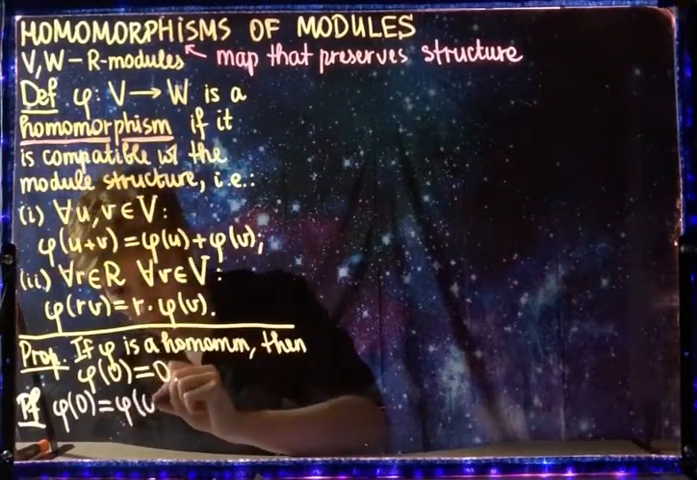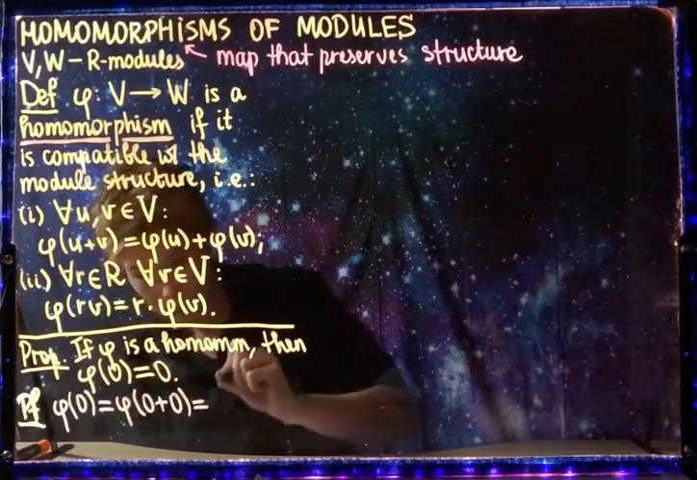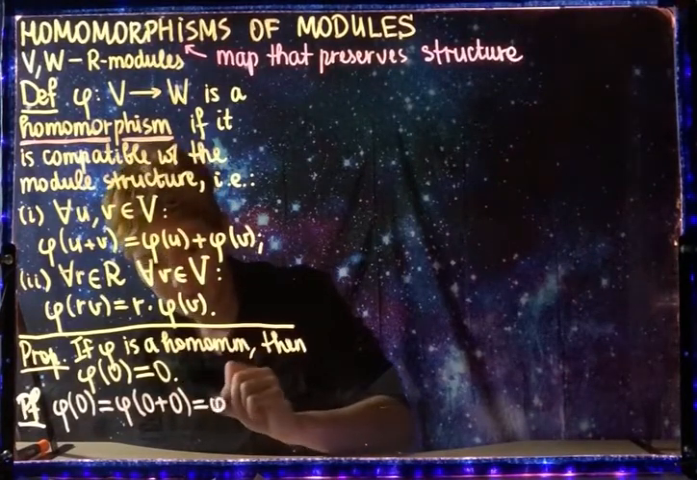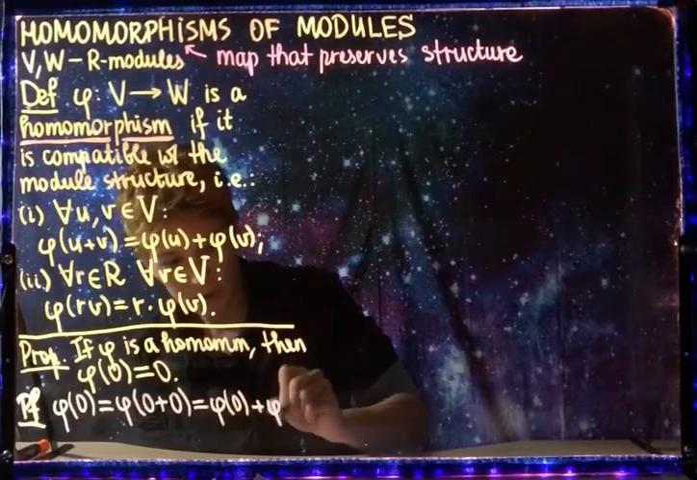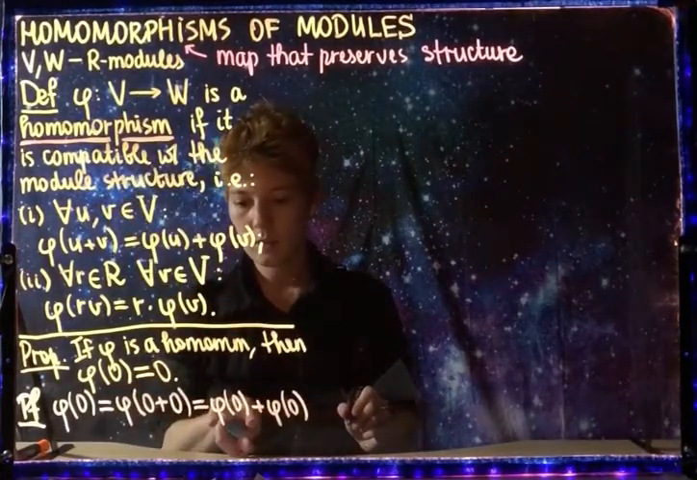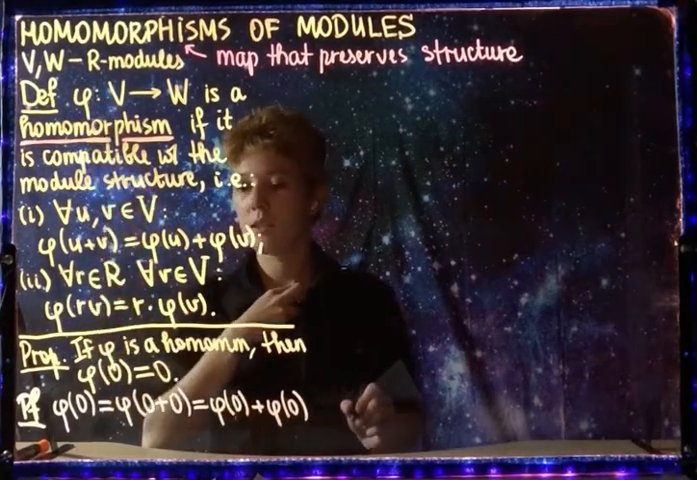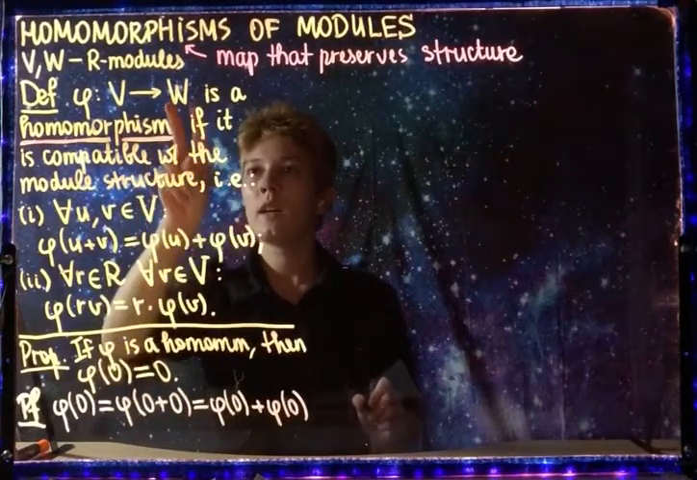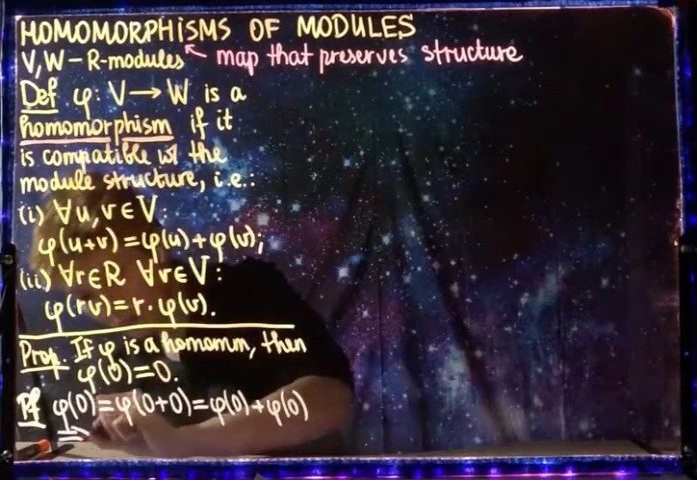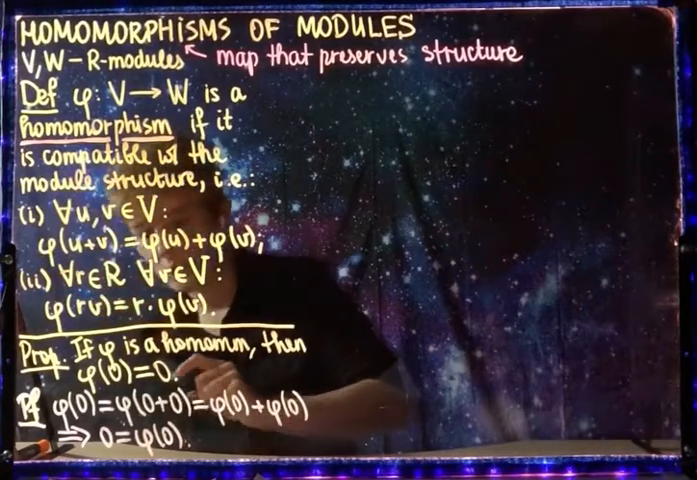So we take phi of 0 and write it as phi of 0 plus 0. Then I use the fact that phi is a homomorphism, so I get phi of 0 plus phi of 0. And by subtracting phi of 0 from both sides, using that W is an additive group, so we have additive inverses, we get that 0 is equal to phi of 0, which is what we wanted to show.